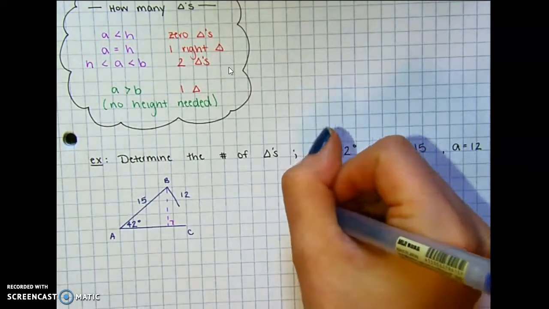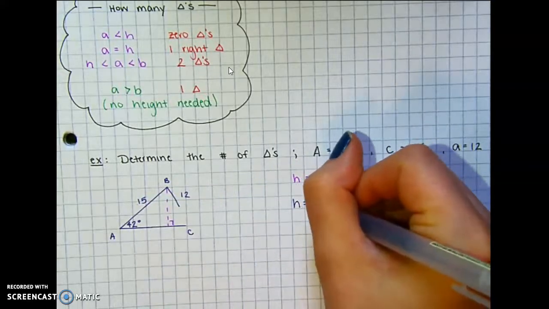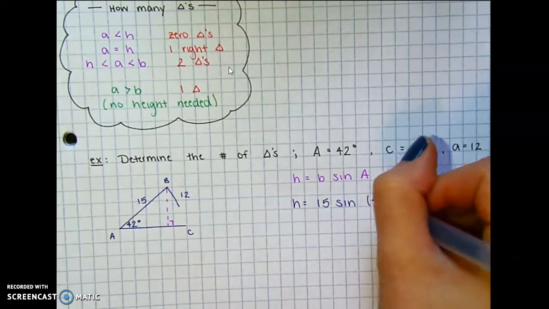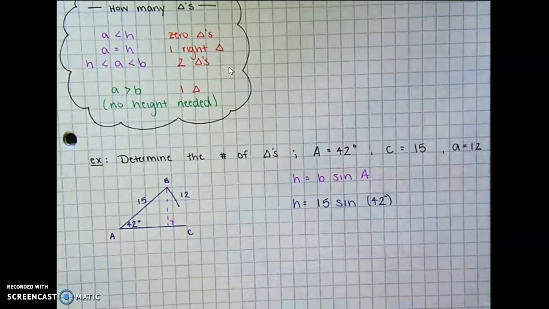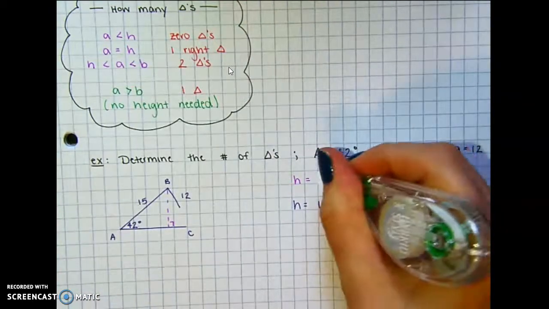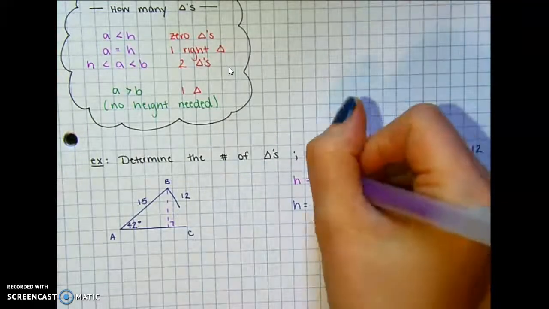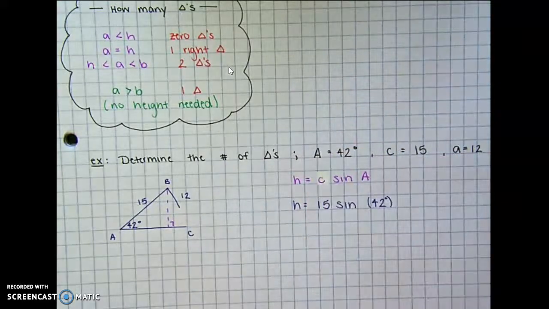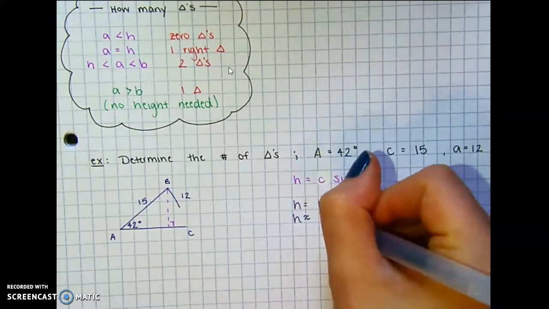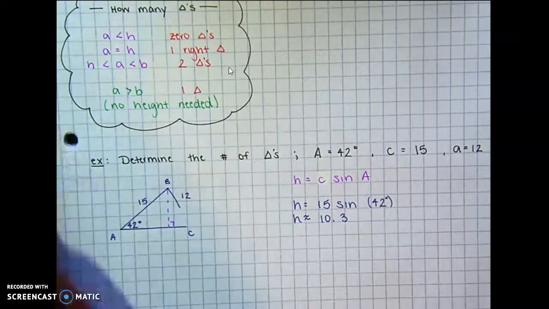So our height is going to equal 15 times sine of A. And I guess for this example, it isn't B, it's technically C. Okay, so that's the exact answer, and then I'm going to use my calculator. So the height is approximately 10.03.